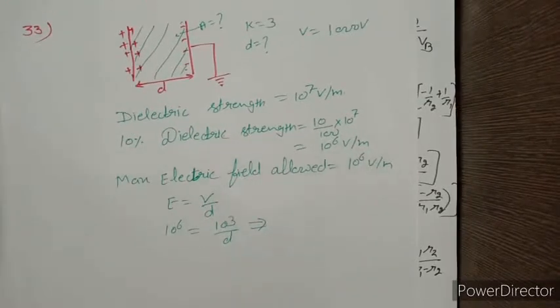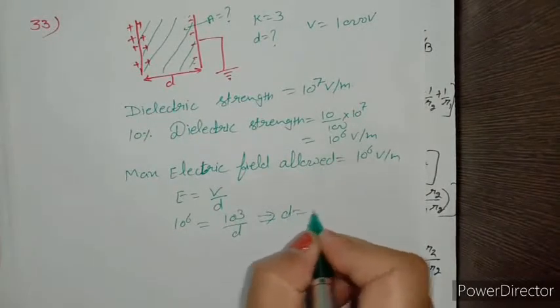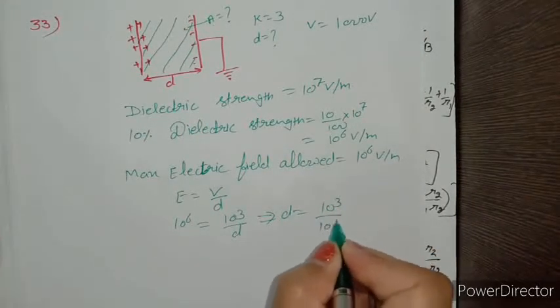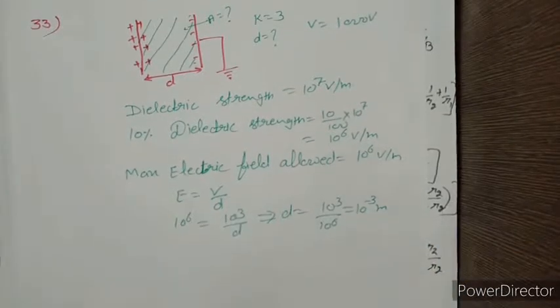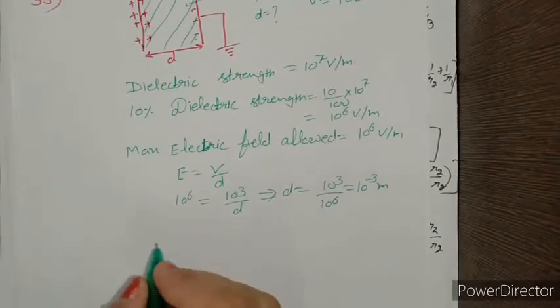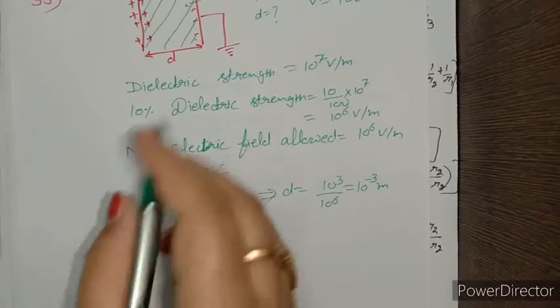Then from here we can find out the value of D, equal to 10 raised to power 3 upon 10 raised to power 6. So this will be equal to 10 raised to power minus 3 meter. Now we know the value of D, and also we know the capacitance of such type of capacitor.